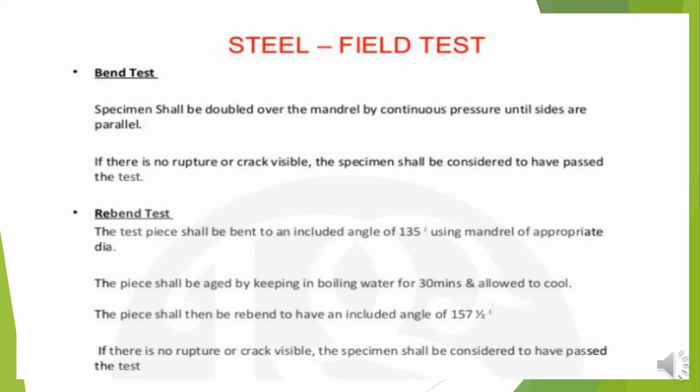Rebend test. The test piece shall be bent to an angle of 135 degree using an appropriate mandrel. The piece shall be kept in boiling water for 30 minutes and allowed to cool. Then the piece shall be taken and rebent to an angle of 157 degree. If there is no rupture or crack visible, the specimen is considered to pass the test.